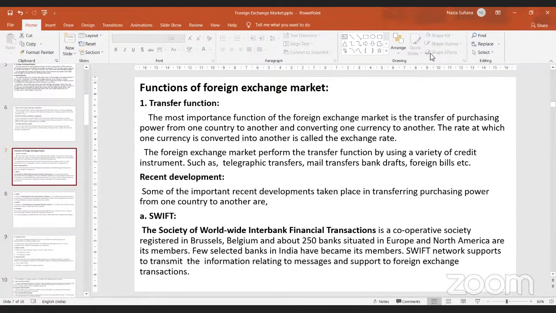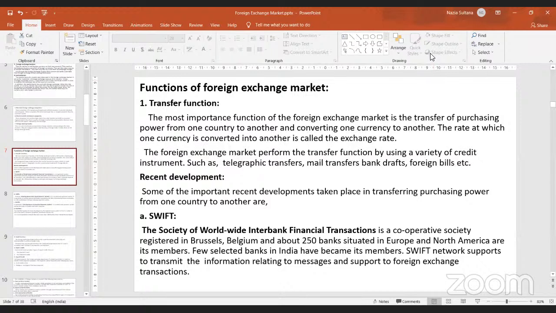The rate at which one country's currency gets converted into another country's currency is called the exchange rate. So when I'm trying to spend, for example, 90 rupees in order to buy $1, then the exchange rate here is $1 equals 90 rupees. That will be the exchange rate of the rupee in terms of dollars. So you talk about the rate at which one currency is being converted into another currency, which we call the exchange rate.